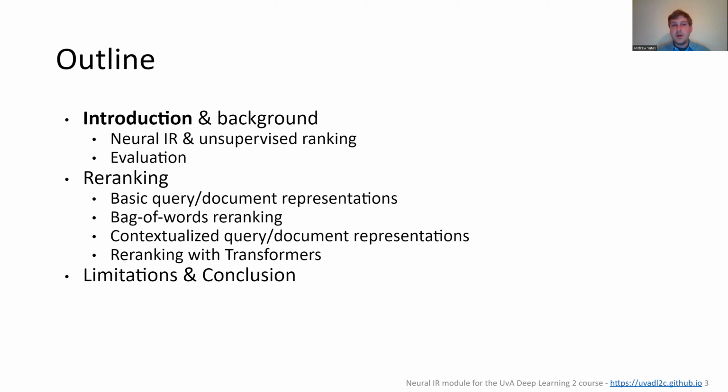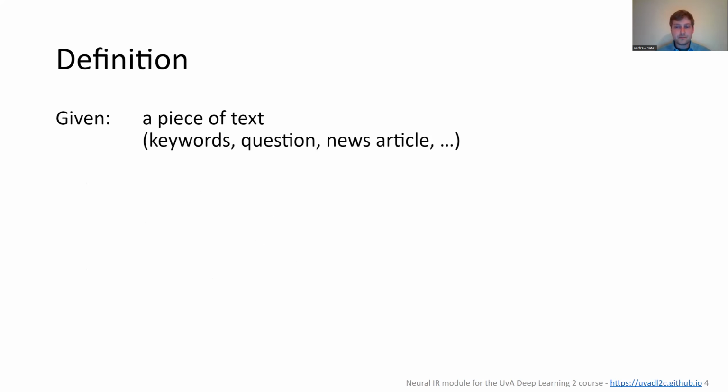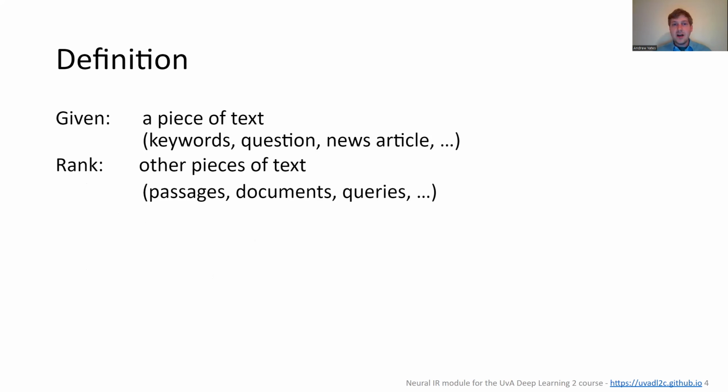So today we're looking at re-ranking methods, essentially methods that are not necessarily so efficient, but they can really improve ranking quality. But this all begs the question of what ranking is, what information retrieval is. So let's start with this. Just to give a quick definition, given a piece of text, so this could be keywords, a question, a news article, some query, we want to rank other pieces of text. So these could be passages, documents, maybe other queries, ordered by their similarity to the piece of text.